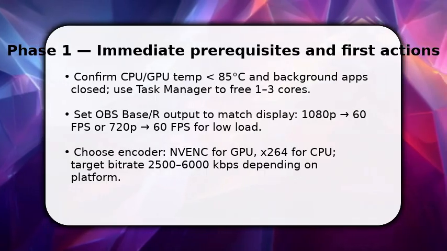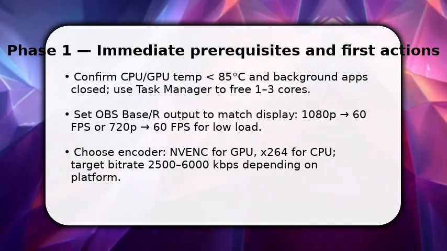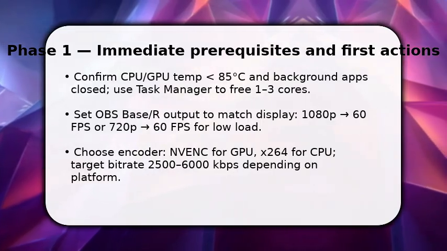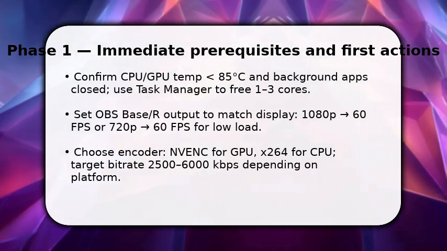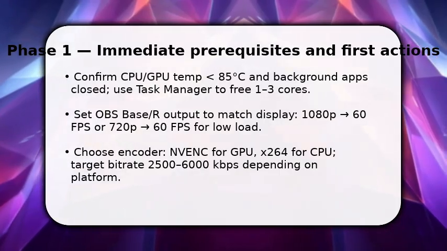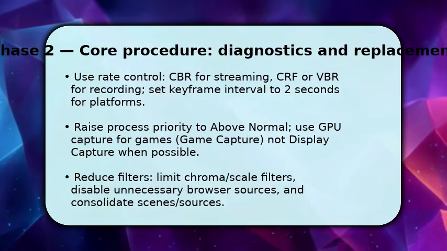Next, pick the right encoder. NVENC offloads the GPU, X264 uses the CPU, so choose based on which chip is less taxed. Also set a sensible bitrate, 2,500 to 6,000 kbps for most live streams, and make sure CPU preset is not ultra slow.